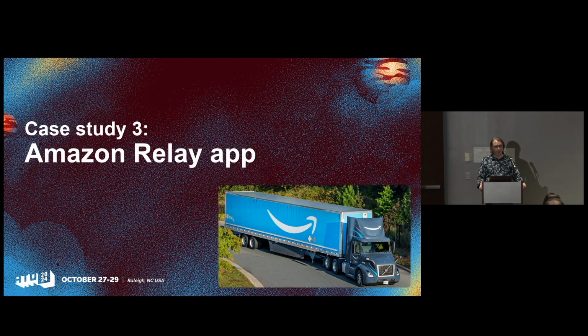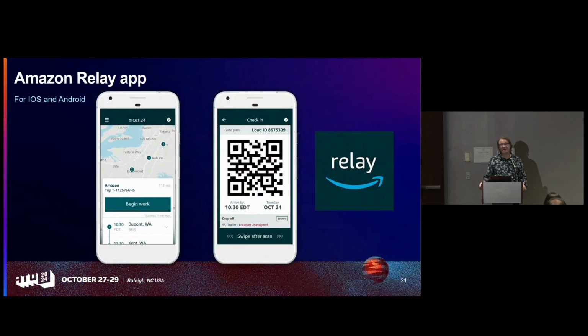Case study number 3 is the Amazon Relay app. And this is the app used by the long-haul truckers. So you've seen these big rigs on the road here, especially in the US. They're carrying merchandise between different Amazon warehouses or between vendors in warehouses, between all kinds of points of presence. How do you actually tell them where to go and when to go there? There's an app for that, right?